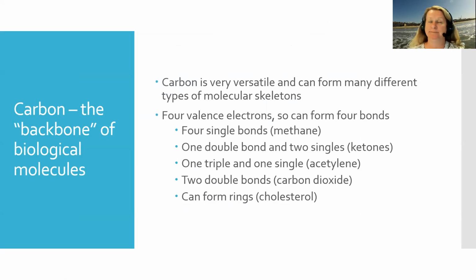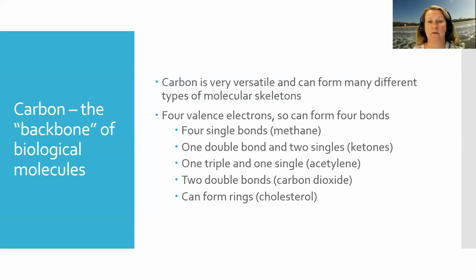It's really versatile. It can form a whole bunch of different kinds of skeletons that we can build other molecules around. The reason carbon can do that is because carbon has four outer, or valence, electrons. That means carbon needs to form four more bonds to complete its valence shell of electrons.